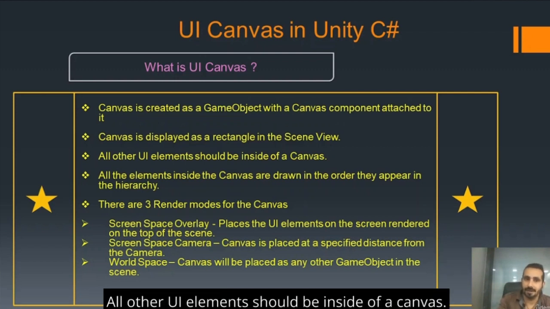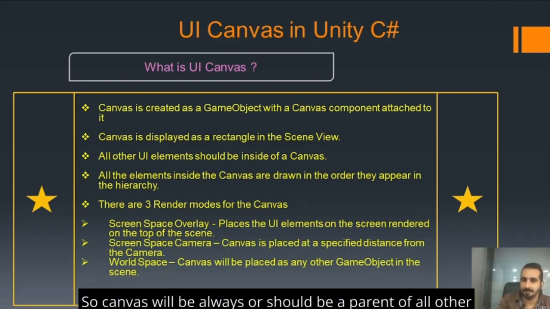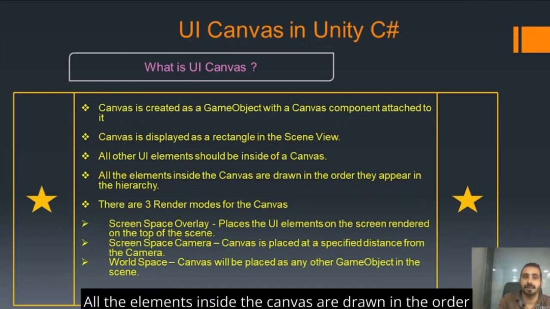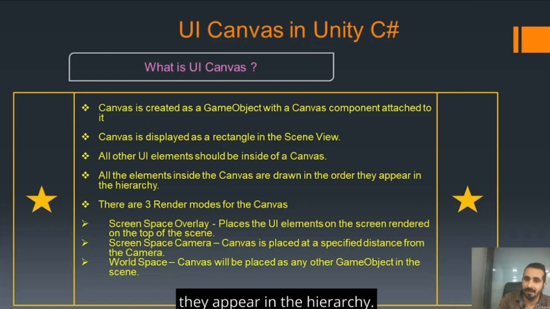All other UI elements should be inside of a canvas. So canvas will always be, or should be, a parent of all other UI elements or UI components. All the elements inside the canvas are drawn in the order they appear in the hierarchy.